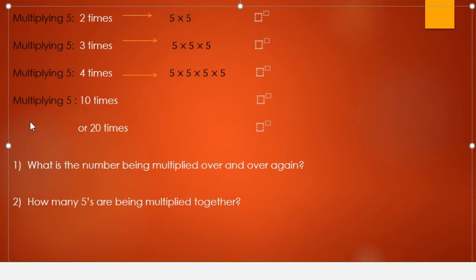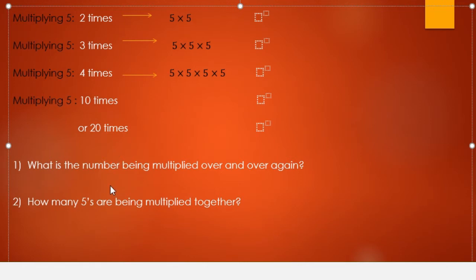What if I'm asking you to multiply 5 by itself 10 times or 20 times? It takes time and the expression will be very long. For this, we are going to learn a simpler method in order to write multiplication of a number by itself many times. In order to know this method, you have to ask yourself these two questions.